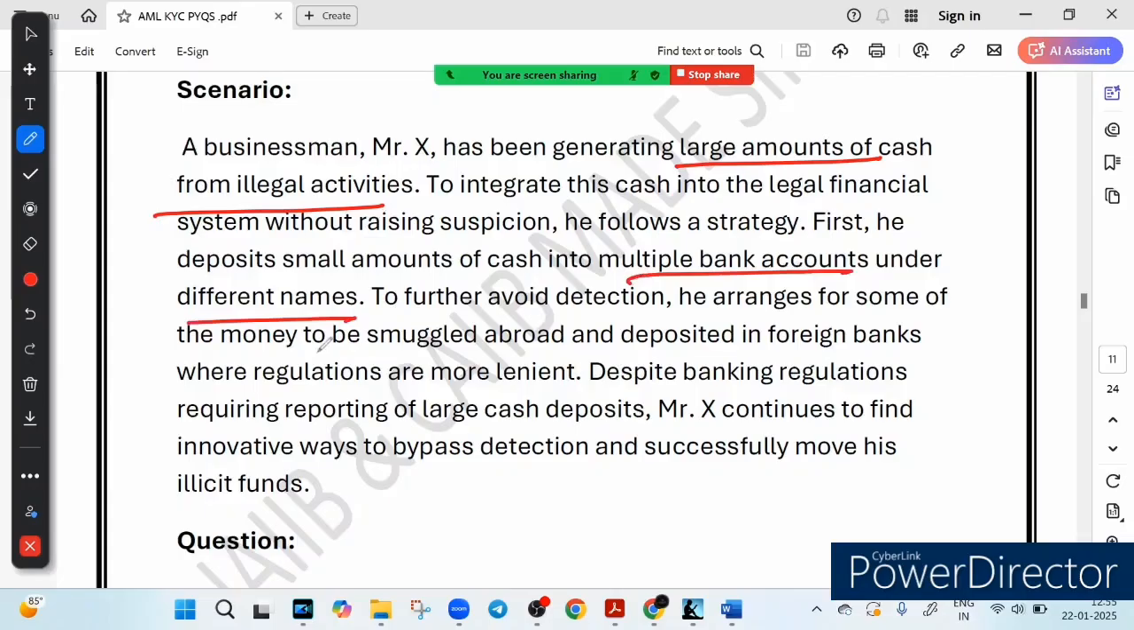Then to make it even trickier to trace, he smuggles some of his cash to a foreign country where bank rules are more relaxed. Despite strict regulation, Mr. X cleverly dodges detection and sneaks his dirty money into the financial system. Sounds like a movie, doesn't it?